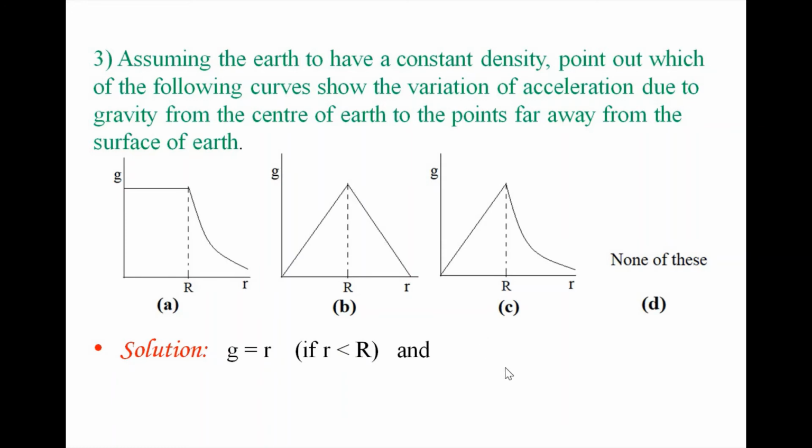Small g is equal to small r, that means acceleration due to gravity is directly proportional to the radius, on the condition that small r is less than capital R. And g, that means acceleration due to gravity, is inversely proportional to r square on the condition that small r is greater than capital R. So here option C is correct. Let's see the fourth objective.